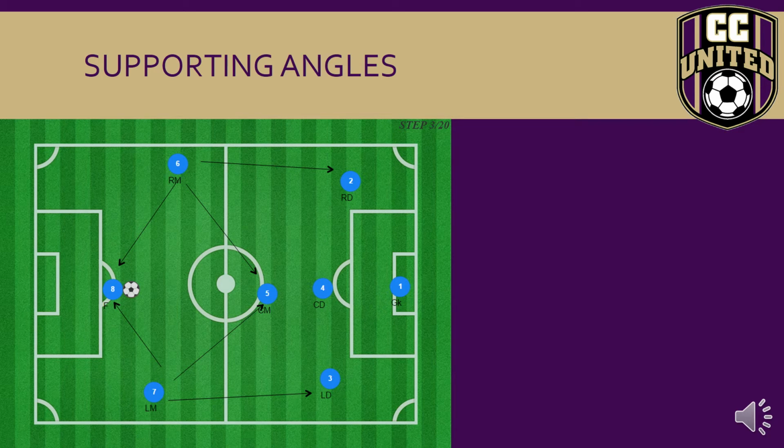Supporting angle, so our right midfielder supports 3 people: the striker 8, the centre midfielder 5, and the right defender. And you can look at all the angles of support they make. So there's our diamond in the attacking third, our diamond shape made here.